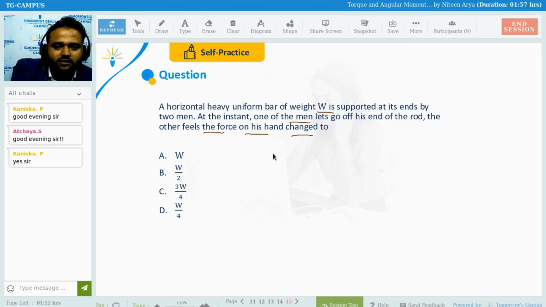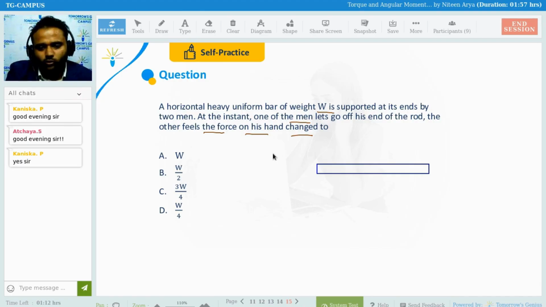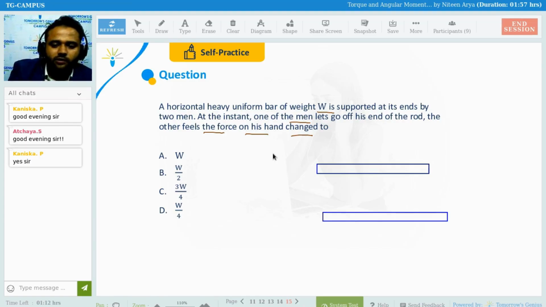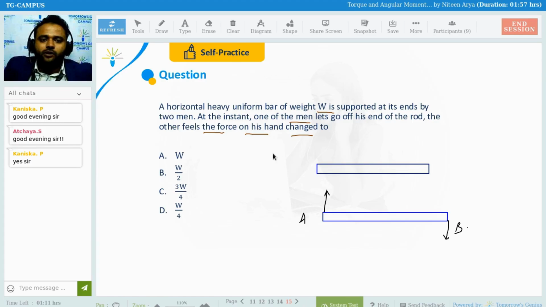Clear? Simply, you can see that there is an initial condition. In the initial condition, the two men are holding the rod, but in the final condition, when this particular person is not holding the rod properly or withdraws his hand, the A side is going to go upward, right? It is going to topple in this way, because that person cannot hold the other side also, and the moment the other person, B, drops this, it goes in this way. So this is non-equilibrium in rotational motion.